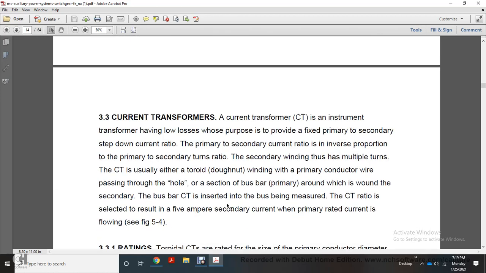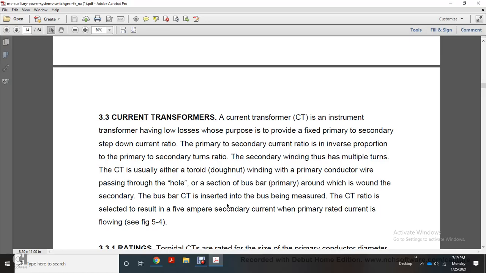3.3 Current transformer. A current transformer is an instrument transformer with low losses, provided with a fixed primary to secondary step-down current ratio. Primary and secondary currents are in inverse proportion to the turns ratio. The secondary winding has multiple turns, but the current transformer is usually a donut winding, with the primary conductor passing through a hole.